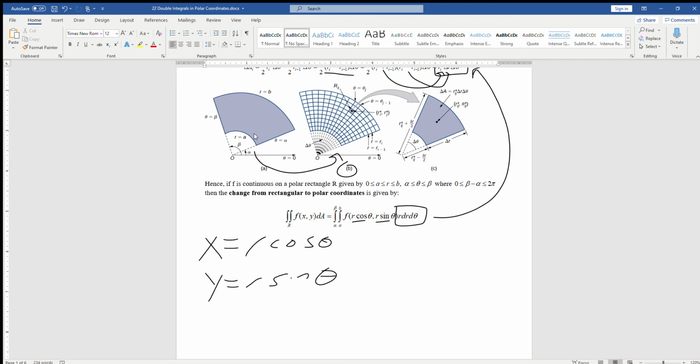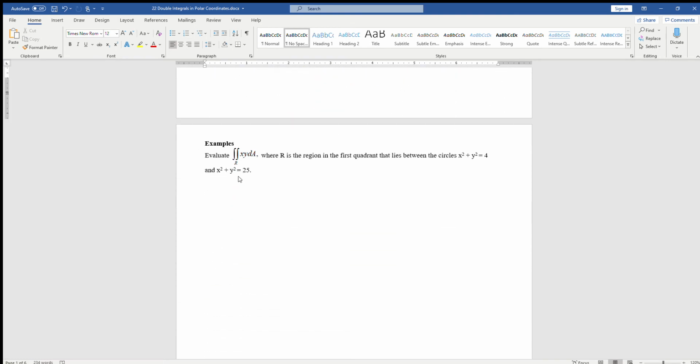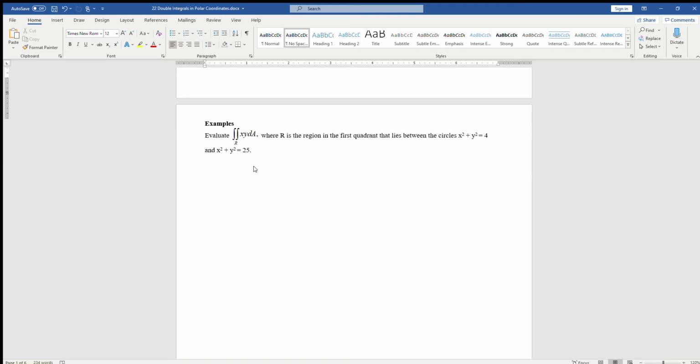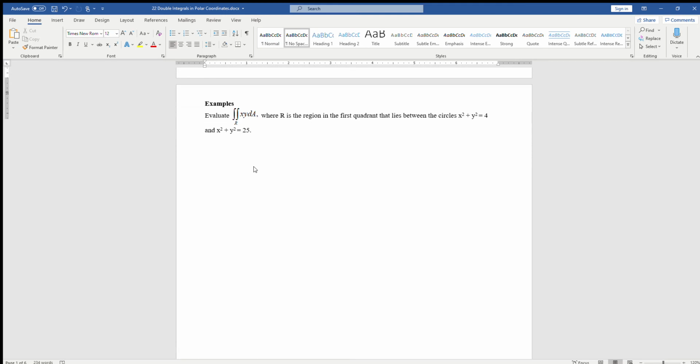We can take a look at an example where this is going to be extremely easy. One other representation, don't forget that in polar coordinates, x squared plus y squared is r squared. We want to have those three formulae on hand so we can work our problems. A very simplistic example: let's say we have the double integral over R, where R is the region, of xy dA. R is the region in the first quadrant bound between two circles, x squared plus y squared is 4 and x squared plus y squared is 25.